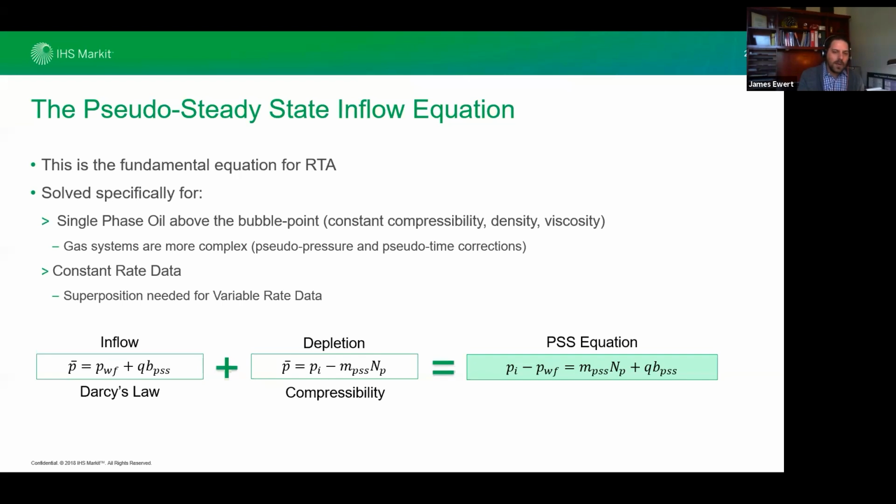Now, the other thing I want you to know is that these equations were developed for constant rate systems. When we're talking about variable rate, and we'll touch on this as well, we would require superposition. We'll touch on that very soon. So I want you to know that there are two components of the pseudo-steady state equation. There is inflow, which is Darcy's law. Remember, I told you how the shape of that curve of rate or the shape of that curve of pressure is meaningful? Darcy's law.